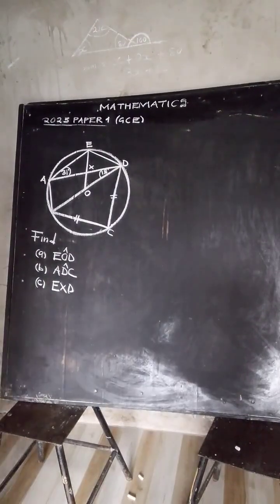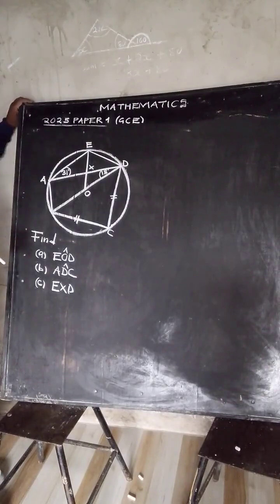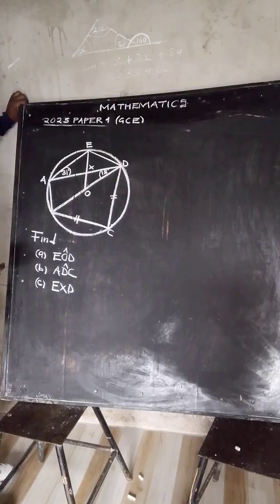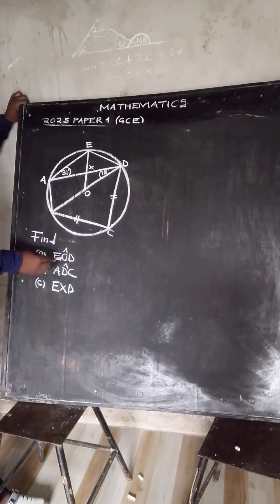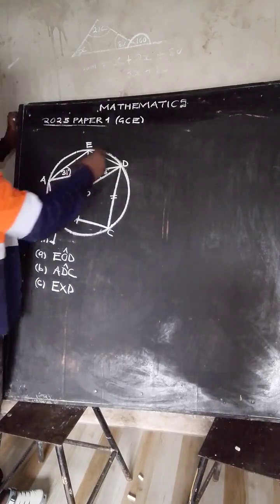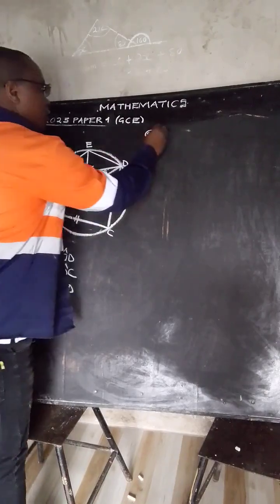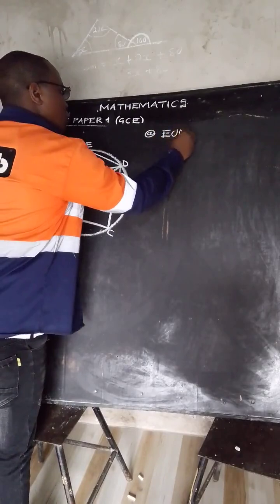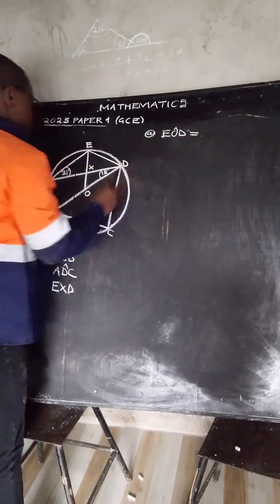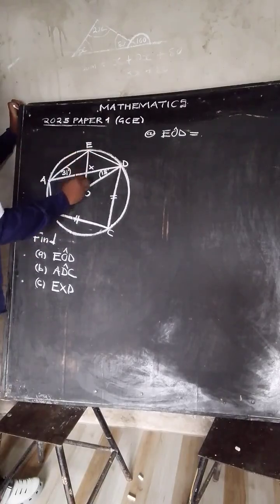Okay, so guys, let's look at this question coming from circle theorem. We are told to find three angles. The first one is EOD, the second one is ADC, and the third one is EXD. For the first one, question A, they want us to find angle EOD, meaning this angle.